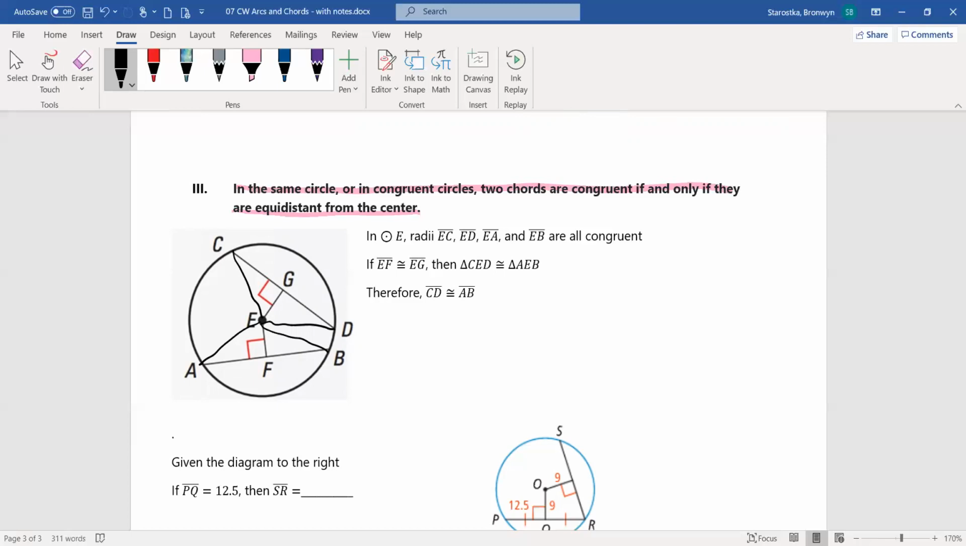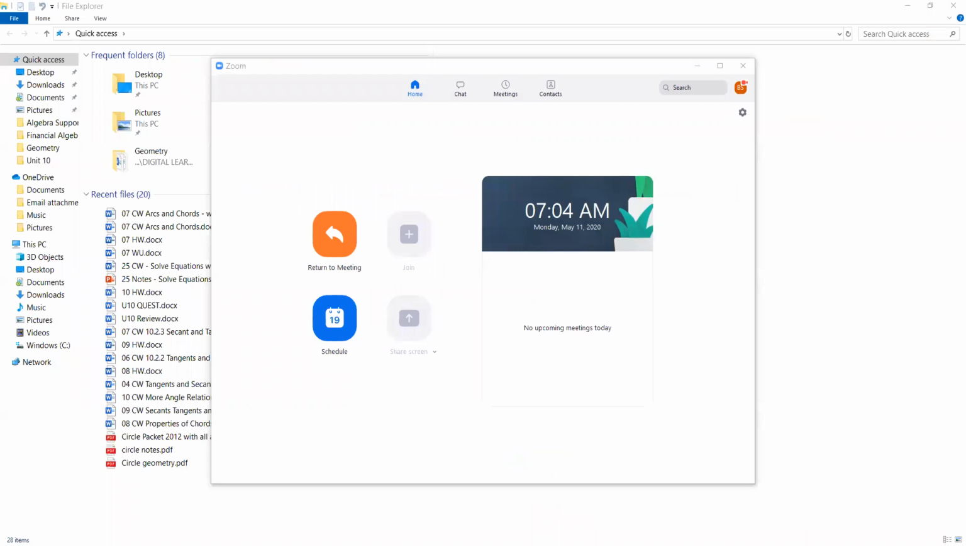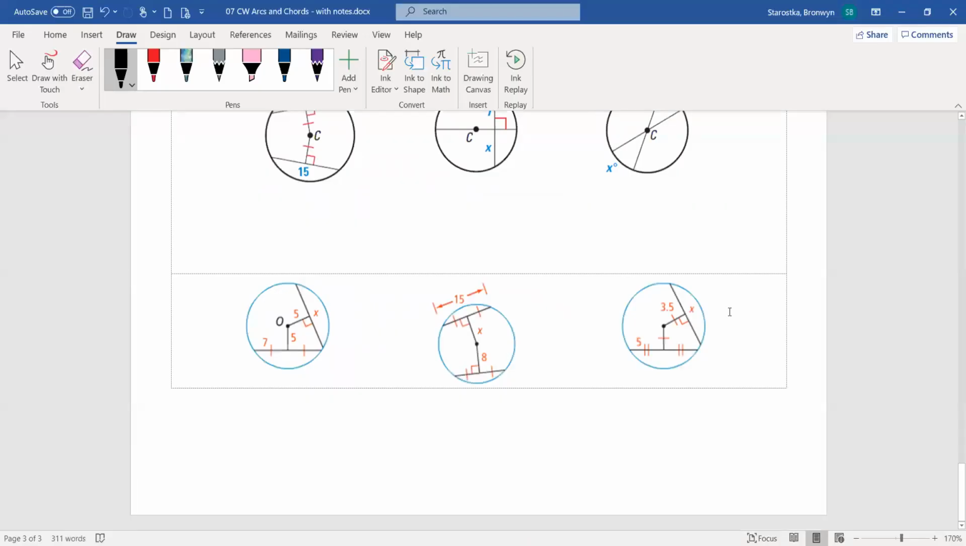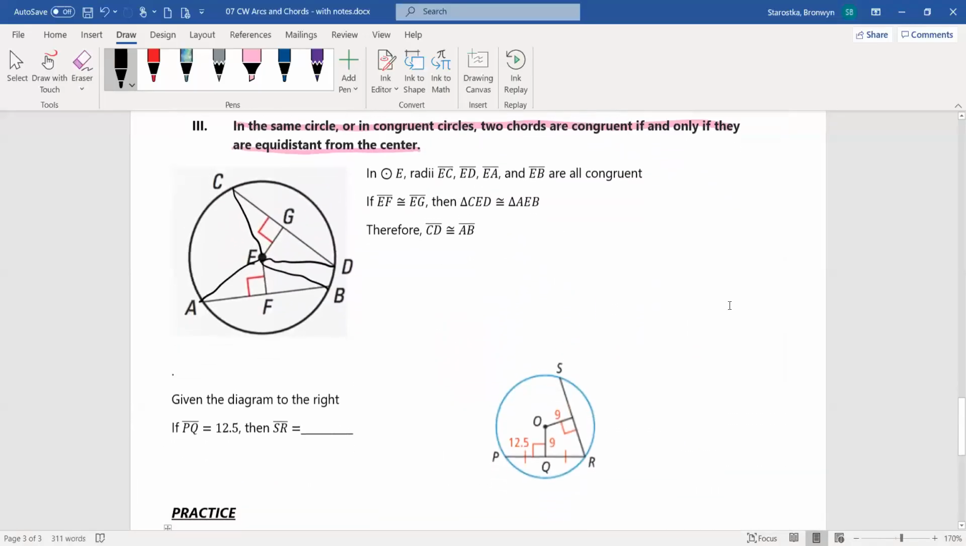So, pulling this up. Oh, Word's not responding. We'll give it half a second. There we go. All right.